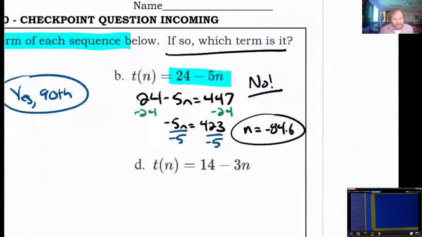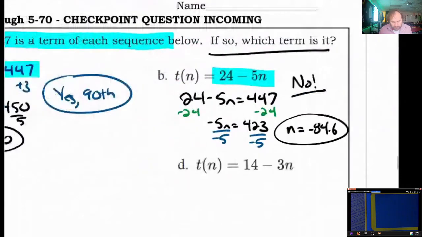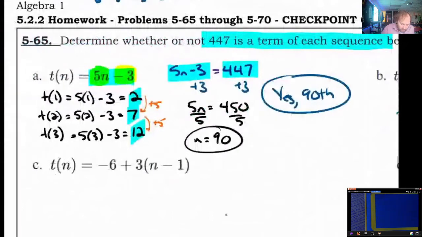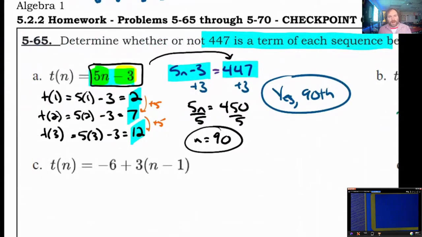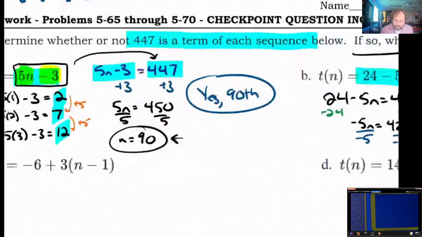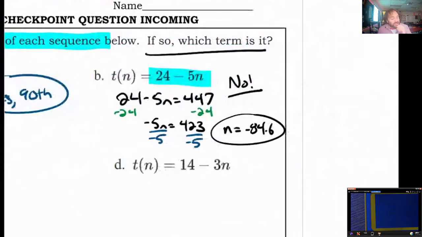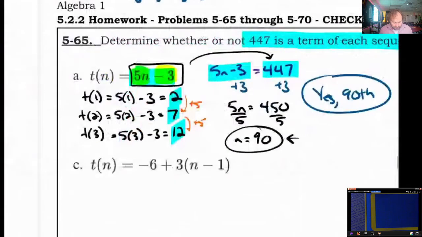This is actually a really easy question to answer because what it comes down to is if you take the actual formula, 5n minus 3, and make it equal 447, what you're answering is the question, is this a whole number or not? If it's a whole number, then it's yes. And the whole number that it is is the number of the term. So in this case, it's the 90th term. Over here, it's a decimal. It does not shake out to be a whole number, so it's not. Let's look at part C.